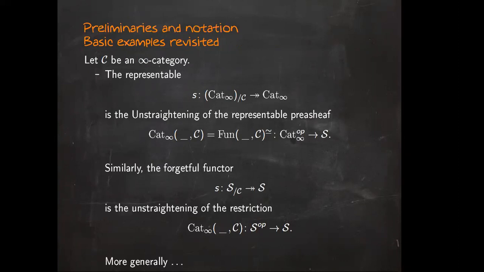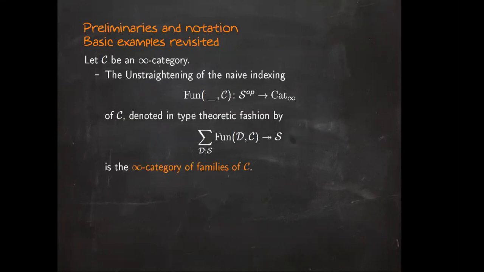More generally, we don't have to go to spaces, we can go to infinity categories. And so we have the naive indexing, and we can unstraighten it and obtain some Cartesian fibration. And for lack of a better notation, we can use a very suggestive one borrowed from type theory, which we just denote by a space together with something in a fiber, which is a functor from that space into C. And we call it the infinity category of families of C, adopting the nomenclature from ordinary category theory, right?